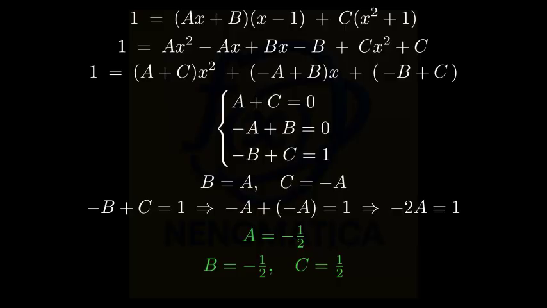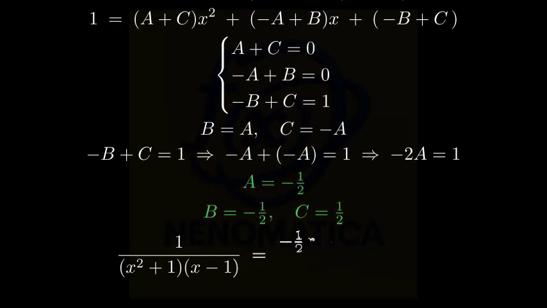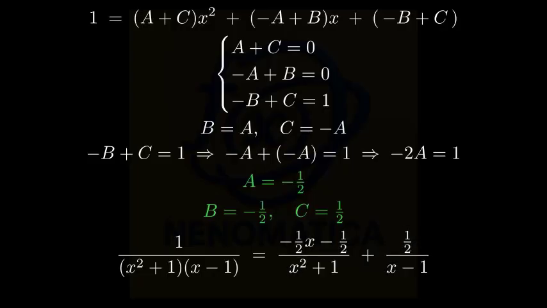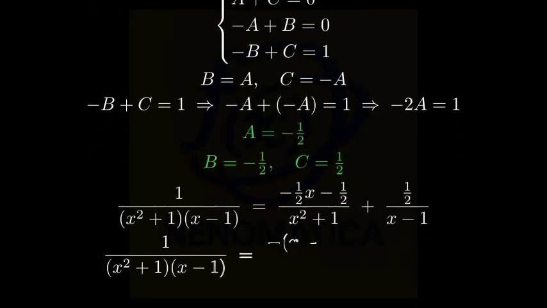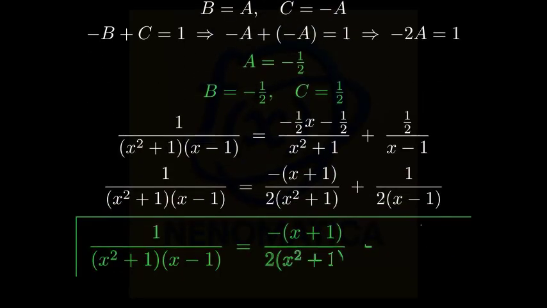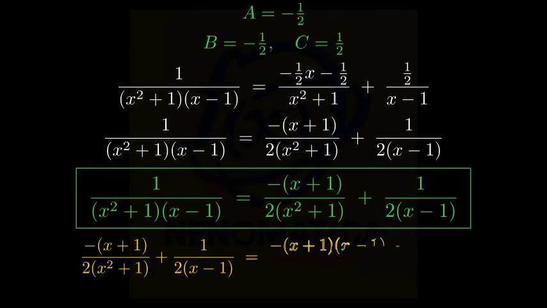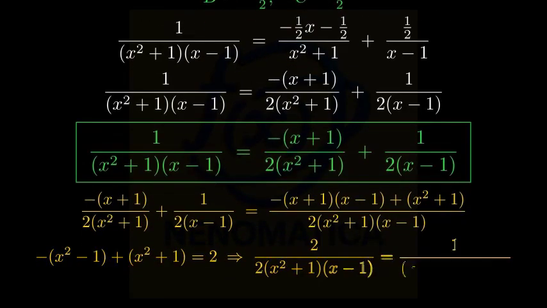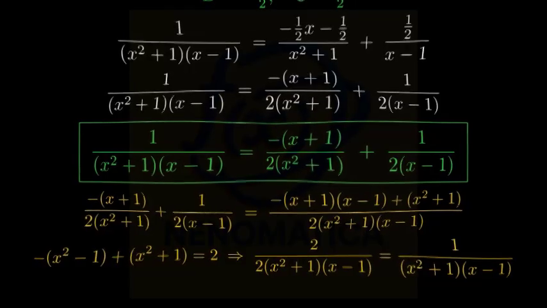Substitute these values into the decomposition. We get 1 over (x squared plus 1) times (x minus 1) equals (negative 1/2 x minus 1/2) over (x squared plus 1), plus (1/2) over (x minus 1). We can write this cleanly as minus (x plus 1) over 2 times (x squared plus 1), plus 1 over 2 times (x minus 1). That is the final decomposition. Quick check. If you recombine the right side over the common denominator, the numerator simplifies back to 1. This confirms our result is correct.